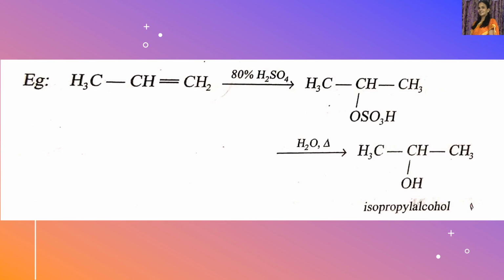And when these alkyl hydrogen sulfates are subjected to hydrolysis, what happens? Alcohols are obtained. So here you see, instead of the HSO4 minus ion, we have OH.